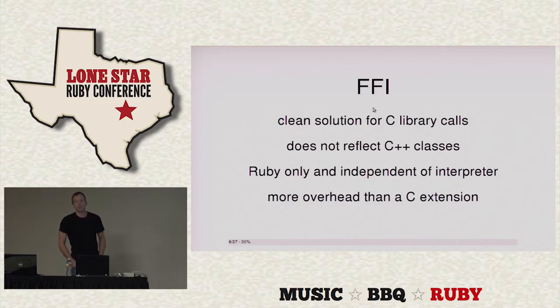Anyway, like I said, FFI is a clean solution for C libraries. It's not good for C++. It doesn't reflect classes, and the C++ name mangling makes FFI messy. It's not really applicable for that. It's Ruby only, but independent of the interpreter. It does have some additional overhead versus a traditional C extension. But if you just want access to an existing C library, then it's probably the least work to do. It's a really exciting solution. It just didn't do exactly what I needed.